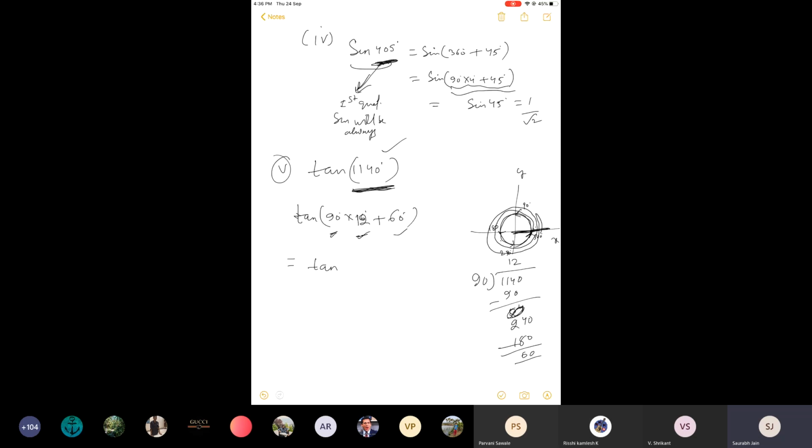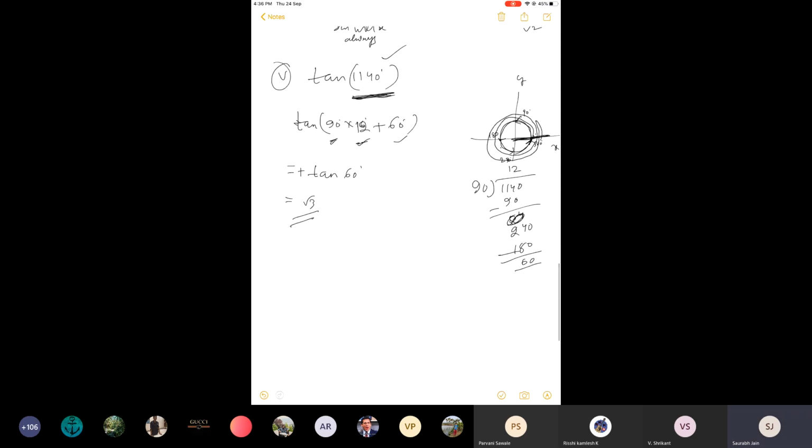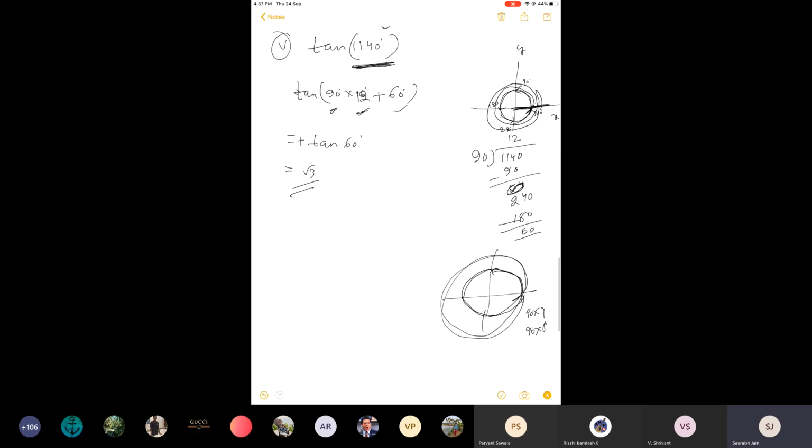Now what is important is the determination of sign, plus or minus. Clearly it will be plus. Why? Because we are making 12 rounds of 90 anti-clockwise. This is first one round of 90, then 2, 3, 4. So in one complete round we make 4 rounds of 90. Second round, 8 rounds of 90. Third round, 12 rounds of 90 are completed.